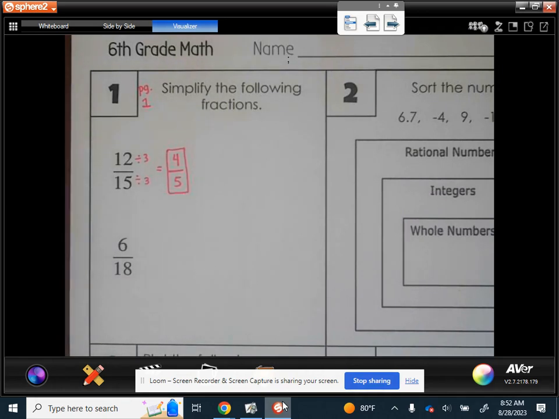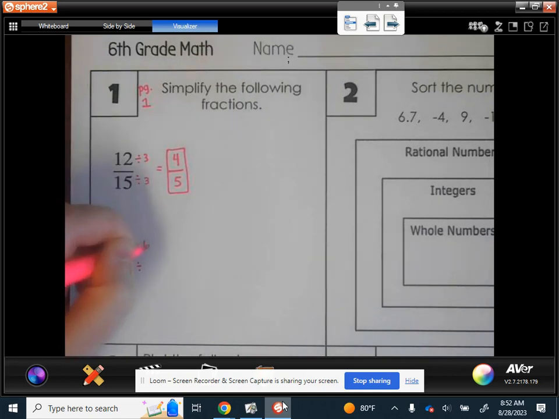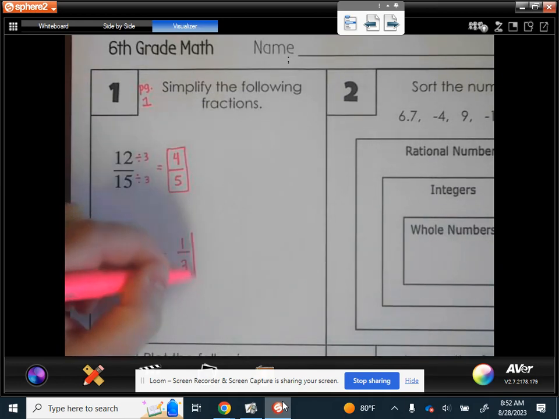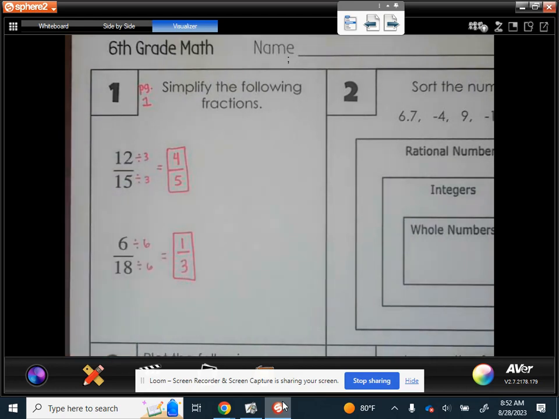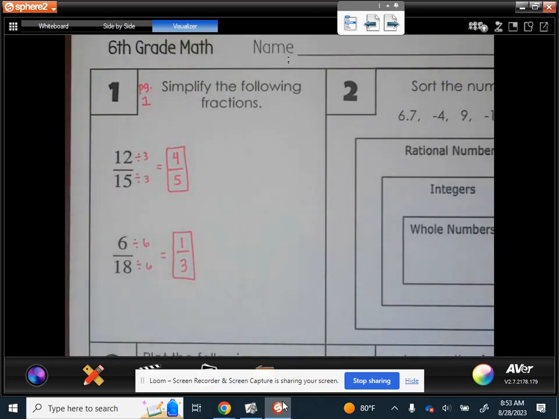There's another one, 6/18. 6 and 18 are both even, so I could start by dividing by 2. They also are both multiples of 3, so I could also divide by 3. But I also noticed that they're both divisible by 6. So any of those would work, but if I divide by 6, I can do this in one step instead of multiple steps. So 6 goes into itself 1 time, and 6 goes into 18 3 times. 6, 12, 18. And again, now we're done because there's nothing else that we can divide both of those by except for 1. So that is how we simplify fractions.